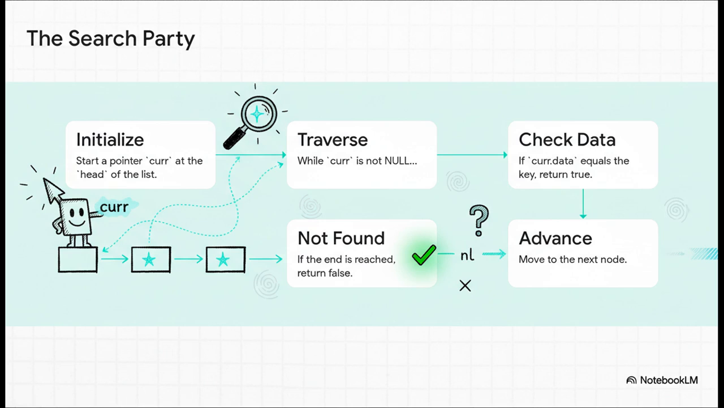It's super similar. You again start a pointer right at the head, and you just walk down the chain, node by node. But this time, instead of just counting, at every single stop, you ask a question: is the data in this node what I'm looking for? If the answer is yes, boom, you're done, you found it. If you make it all the way to the end of the list and never get a yes, well then you know for sure it's not in there.